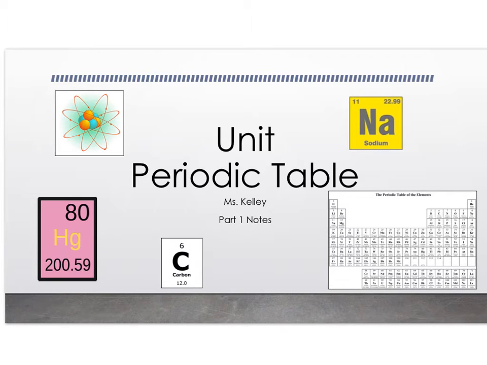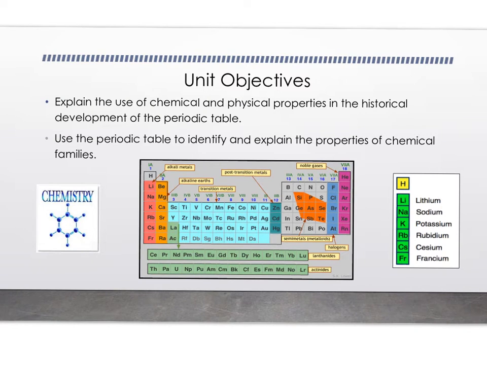This is Unit 6, Periodic Table, Part 1 Notes. By the end of this unit, you should be able to explain the use of chemical and physical properties in the historical development of the periodic table. You should also be able to use the periodic table to identify and explain the properties of chemical families.